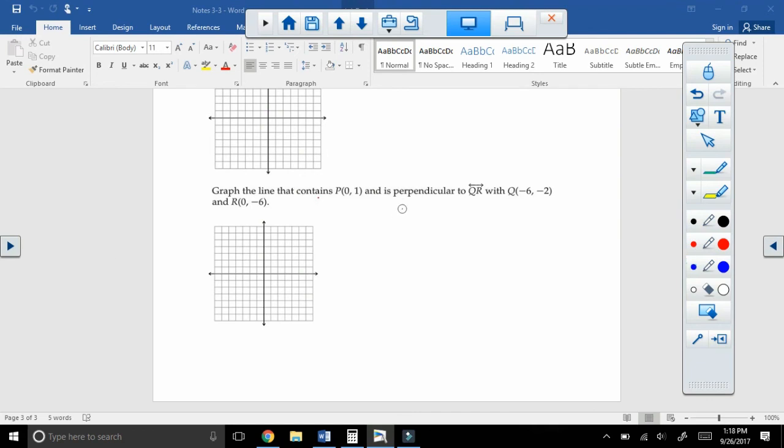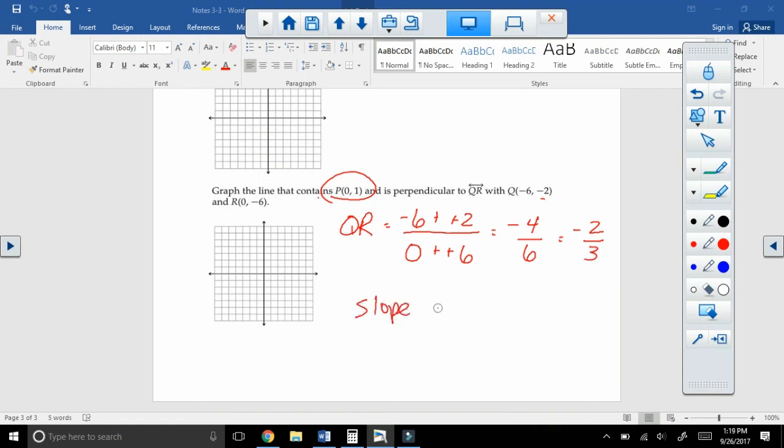Okay, and then for this last example, they just want us to draw on the graph here. They want us to draw a line that contains this point and is perpendicular to line QR. What I would do first is find the slope of line QR so I can tell what the slope of the line that's perpendicular to it is going to be. So when I find the slope of this line, I have -6 minus -2. Make sure you add the opposite. And then 0 minus -6, again having to add the opposite here. So I have -4/6, and then when I simplify, that's going to be -2/3. So the slope of the new line that's perpendicular to this line is going to be its opposite reciprocal. So because this is negative, the new slope will be positive, and it'll be +3/2.